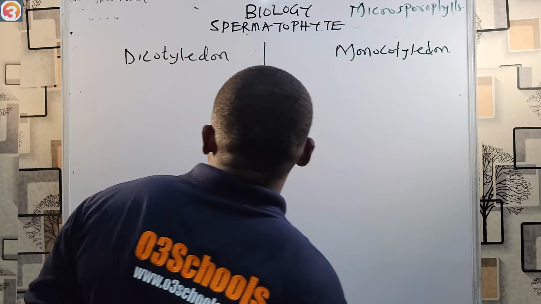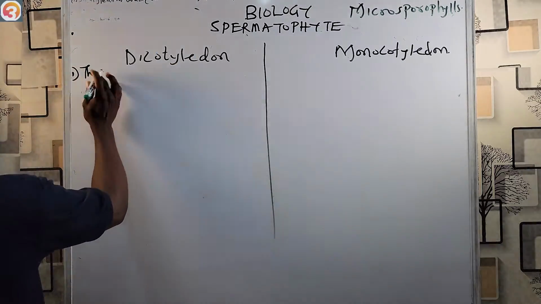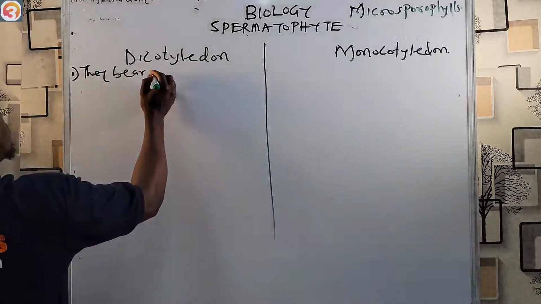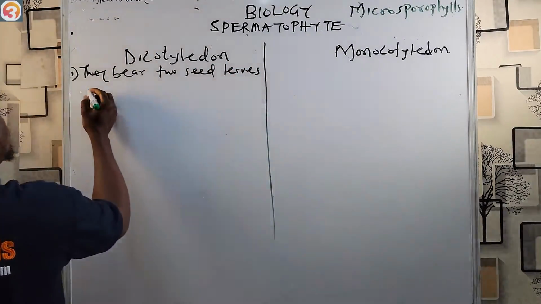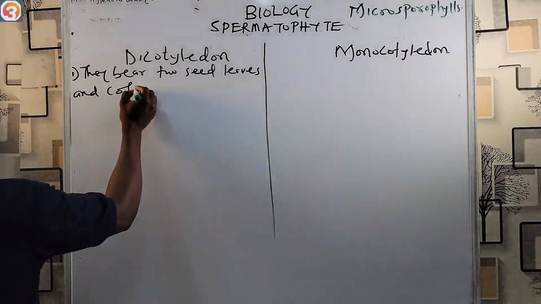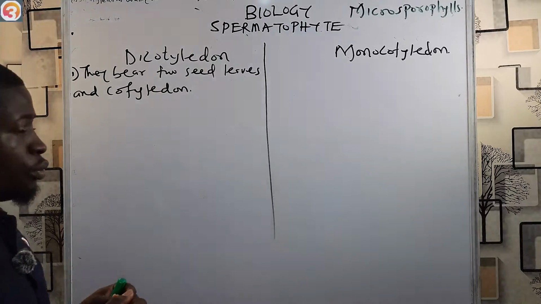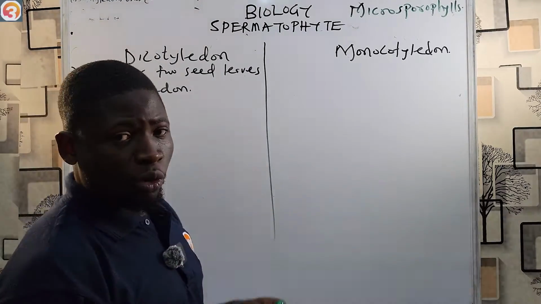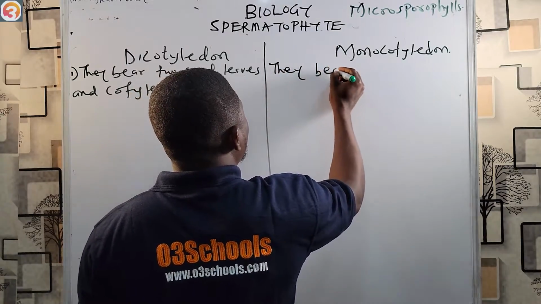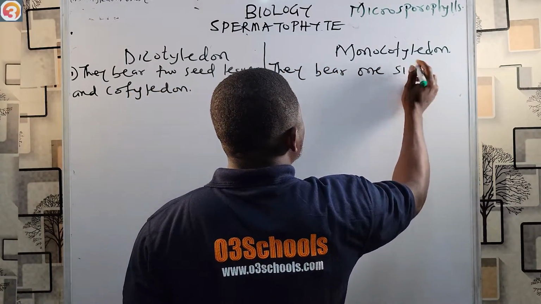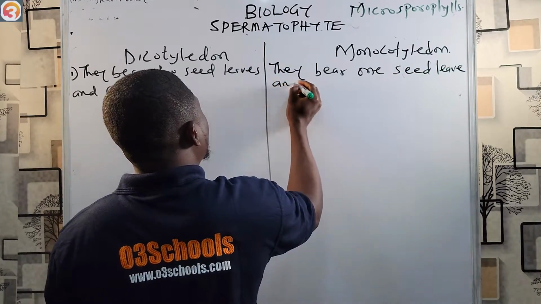Now let's see the first one that we should know about. The dicots bear two seed leaves, two cotyledons. Number 1, they bear two seed leaves and cotyledons. While the monocots bear one seed leaf, one cotyledon.